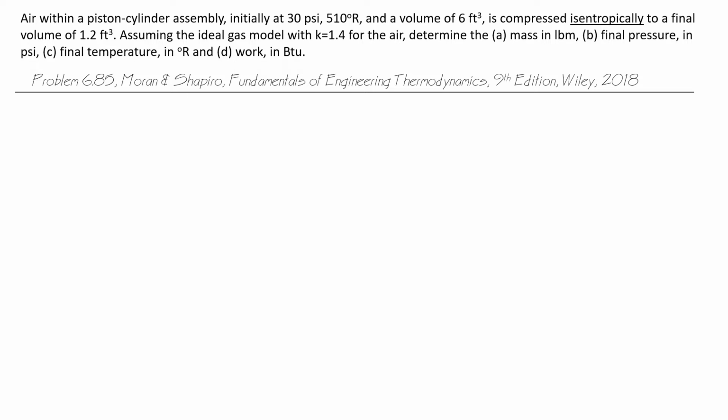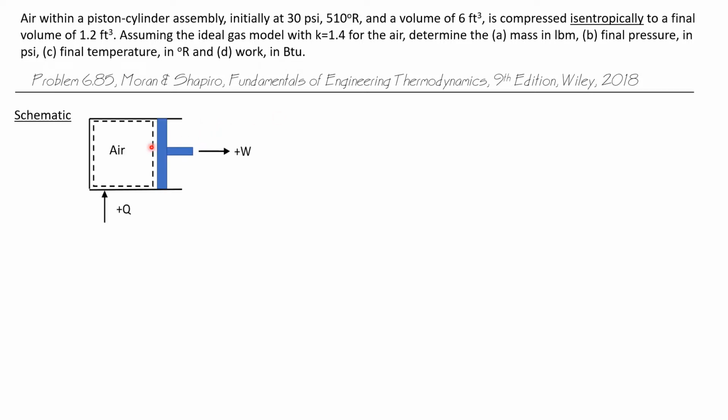Assuming the ideal gas model with k equals 1.4 for the air, determine A, the mass in pounds mass, B, the final pressure in psi, C, the final temperature in degrees R, and D, the work in BTUs. So let's lay out our storyboard. We'll start with a schematic. We've got a piston cylinder assembly filled with air, and I'm drawing the boundary line around the air, so the air and only the air is our system.